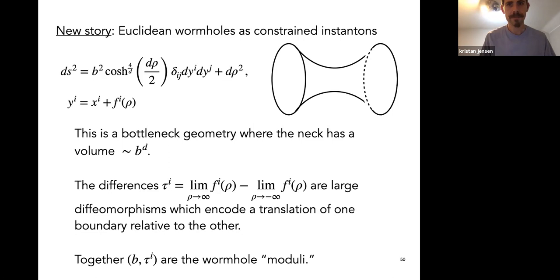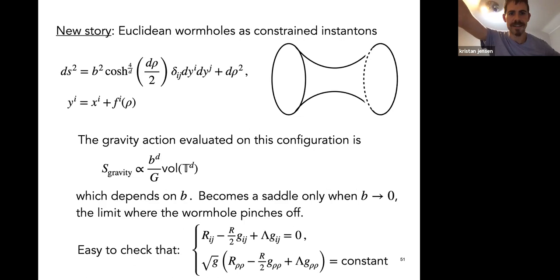If you evaluate the gravitational action on this configuration, you get something that depends on B. And it is in this sense in which this thing is not a saddle point. It only becomes a saddle when this parameter B, controlling the size of the torus or the size of the bottleneck, goes to zero. In other words, where the wormhole pinches off.